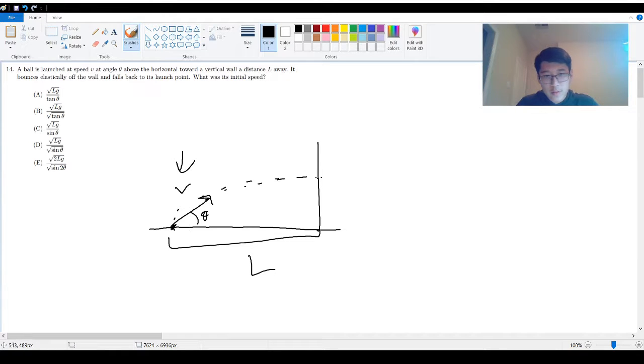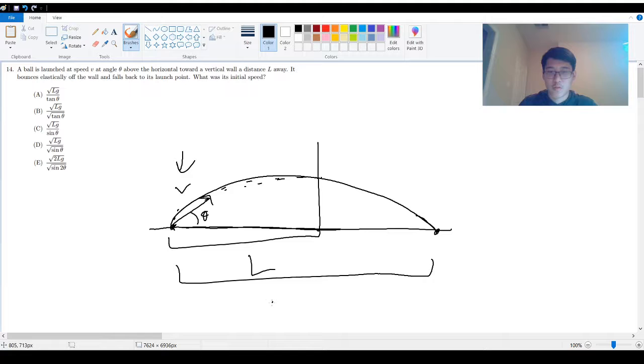The way that I'll do it though is based on the fact that since it's bouncing elastically, it's basically as if no energy is lost, so it's almost as if it travels through the wall, as if nothing happened to it, and then it traveled a distance, has a range of 2L, right? And you can see that these two situations are the same because it lands at the exact same point from the launch point, right?